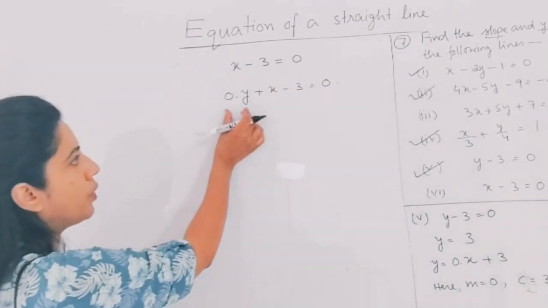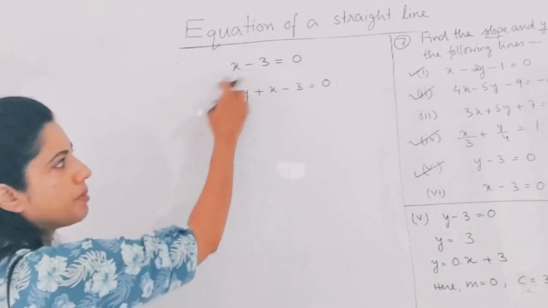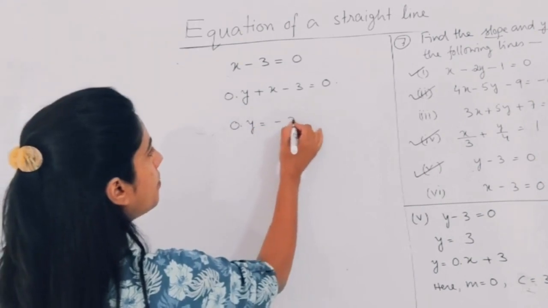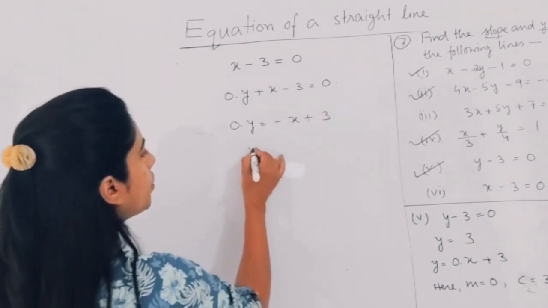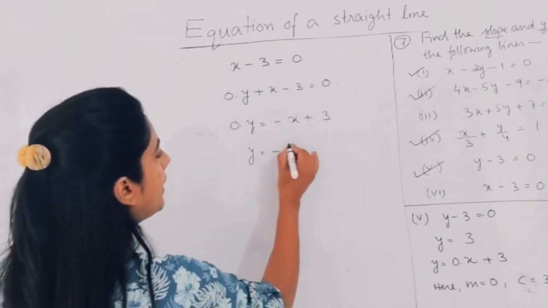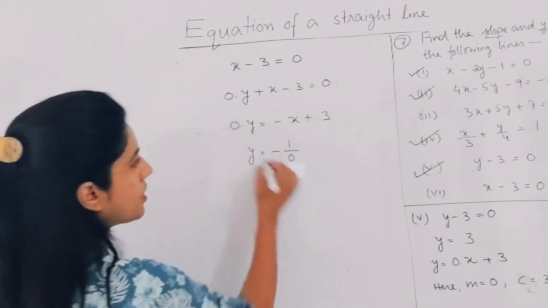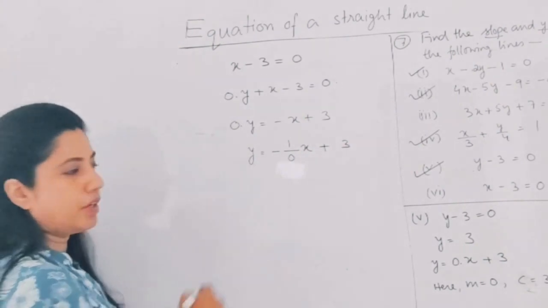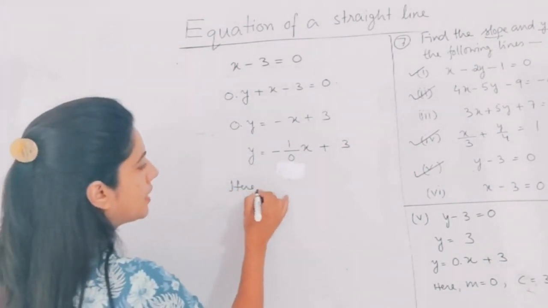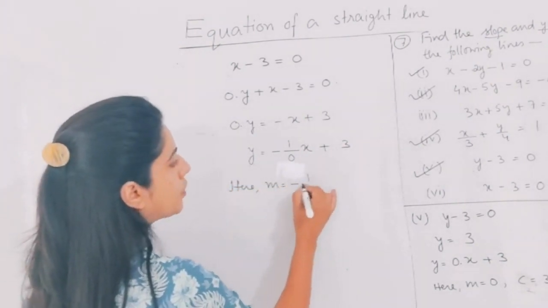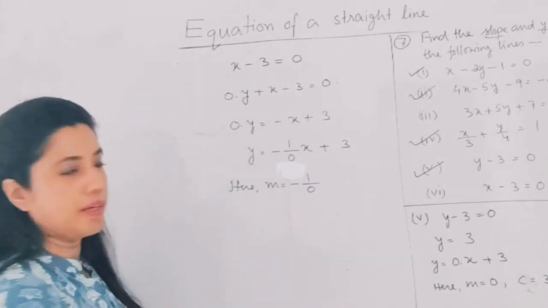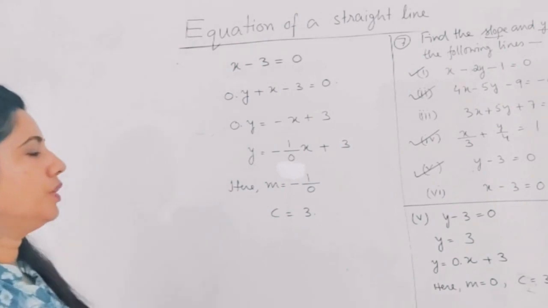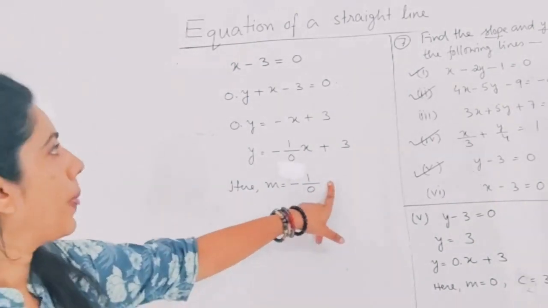So I put a 0 into y. Coefficient of y is 0. That means this whole part becomes 0. So here 0 into y is equal to minus x plus 3. So y is equal to minus 1 upon 0, the 0 comes here, into x plus 3. That means here your m is minus 1 upon 0, which is undefined basically, and your c is 3. Okay, so you can say it is undefined.